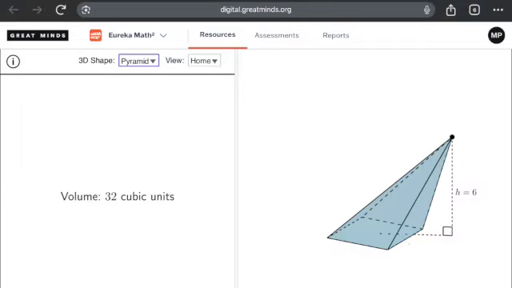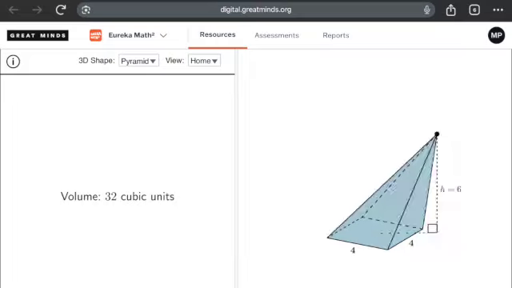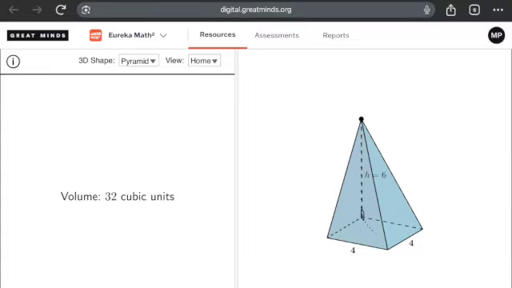And we can do this the same with a pyramid. Okay, the height is still h. It is always perpendicular to the base. So no matter where I move the apex, the height is still going to be 6.